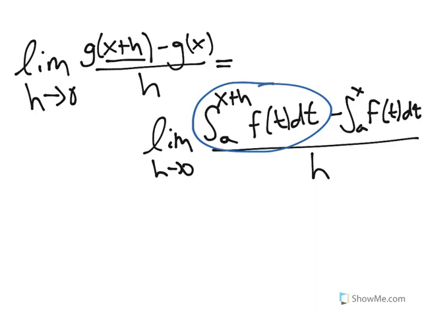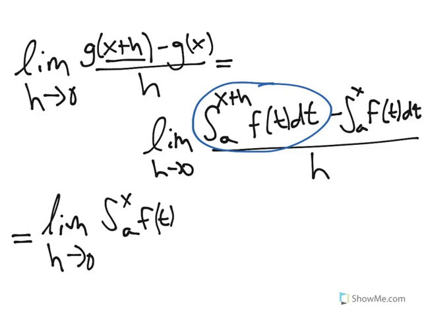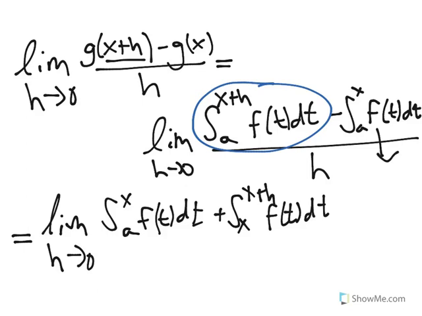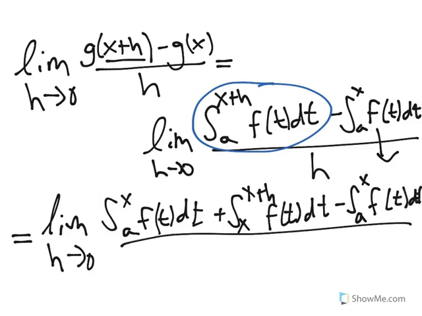Now what I want to do is focus on this part right here. This part has an integral from a up to x plus h, and maybe one of the things you might remember is that we can split an integral up into 2 separate integrals by adding them together. And so that would look something like this. The limit as h goes to 0 of the integral from a up to x of f of t dt plus the integral from x to x plus h of f of t dt. And then don't forget the minus the other integral over here from a to x of f of t dt. Okay. This is all over h.